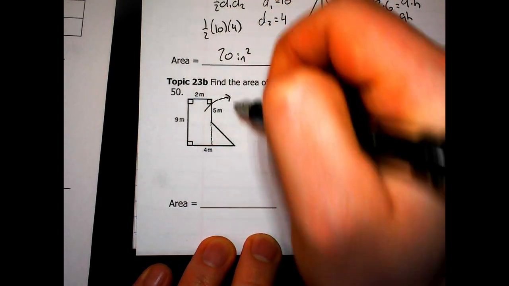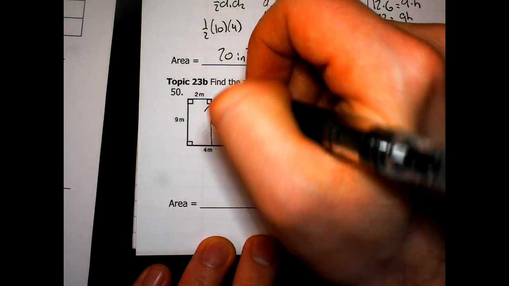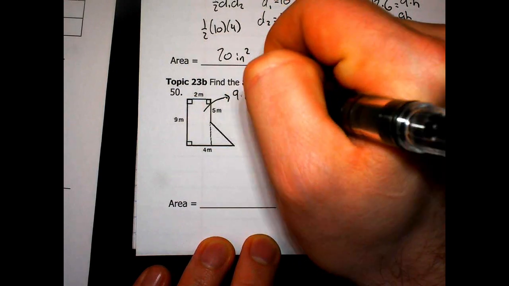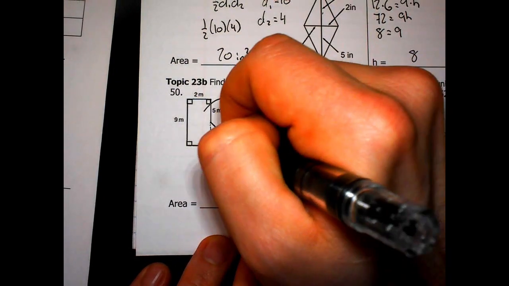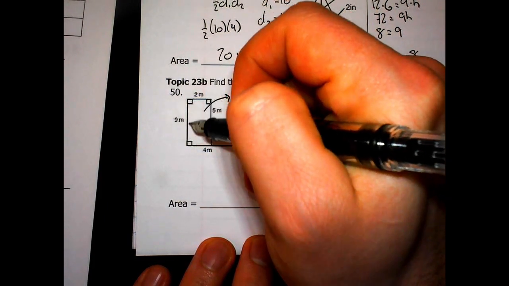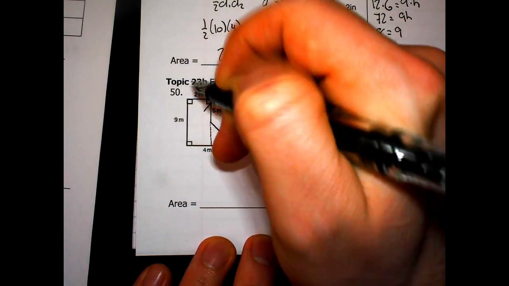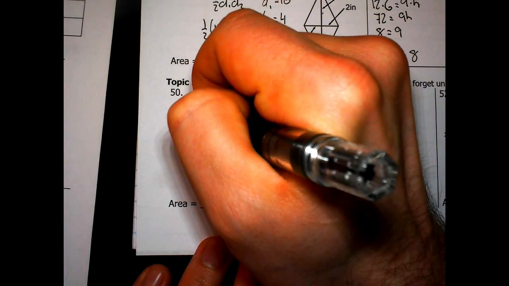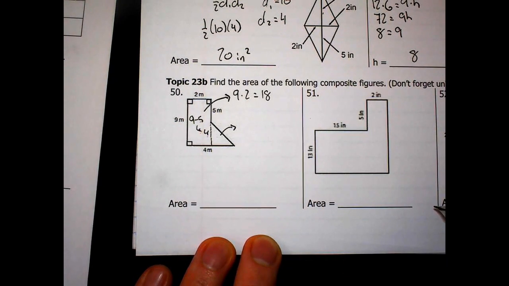For the rectangle, we have a length of 9 and 2 as our base and height, so we would have 9 times 2 for an area of 18. For my triangle, because the entire length of this side of the rectangle is 9, and this top portion that I'm not using is 5, 9 minus 5 will give me a height of 4 for the triangle.